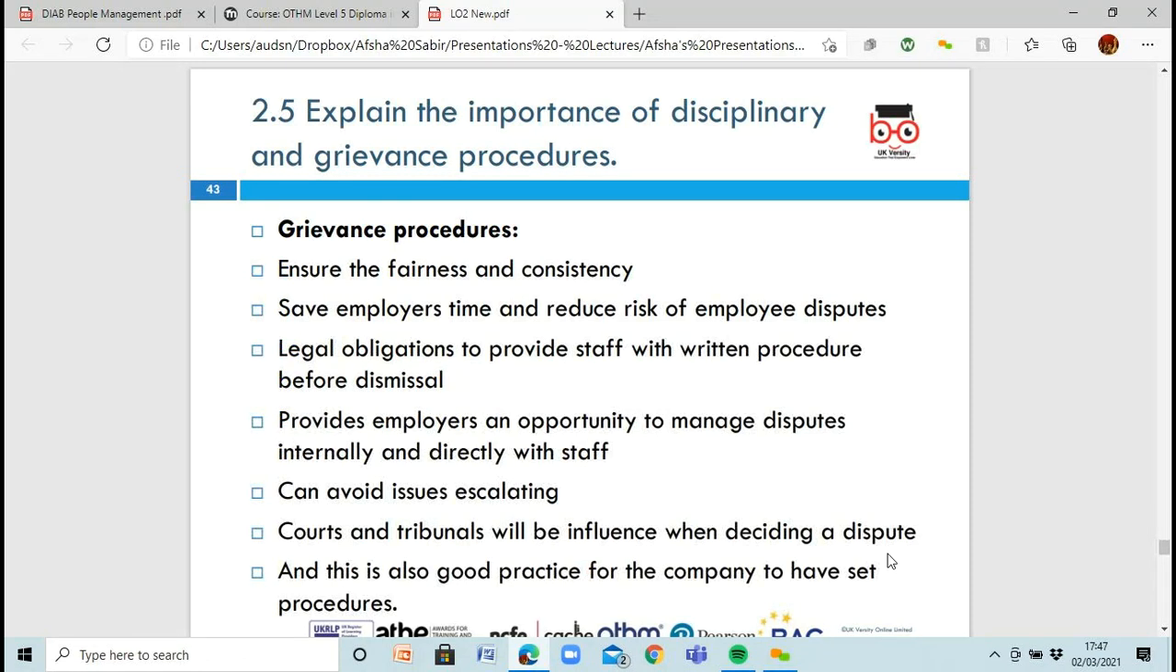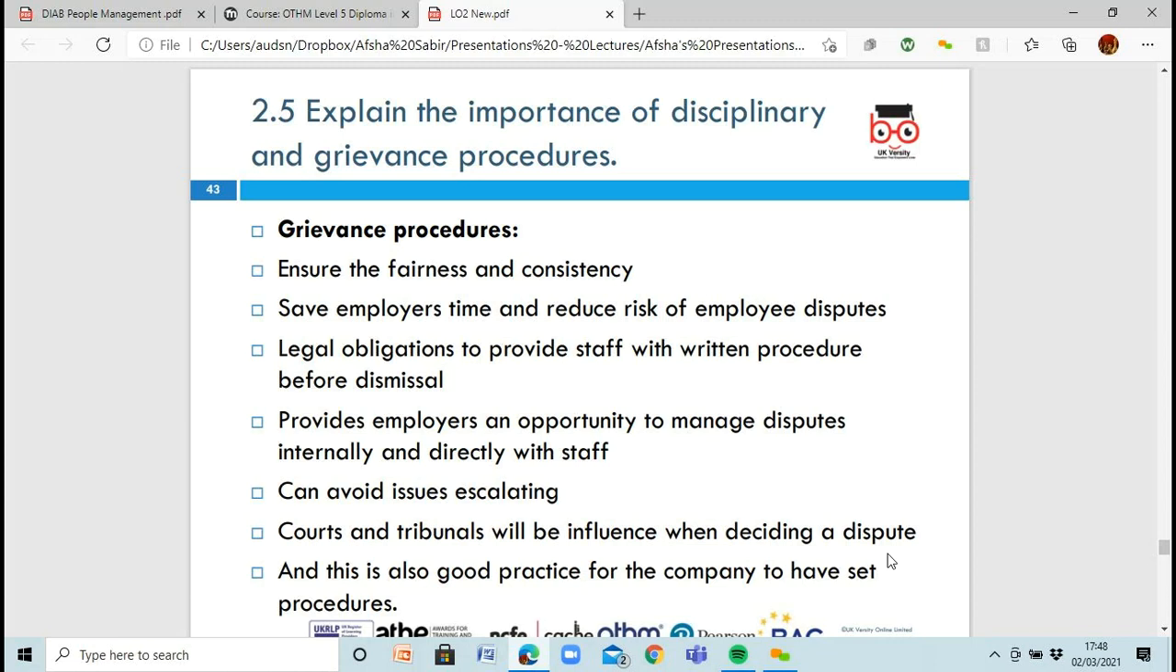A lot of companies have grievance procedures, and obviously there are slight differences between them. But in general, when you have a grievance procedure, you need to make sure it's fair and consistent. A good grievance procedure will save the employer's time, and it will reduce the risk of any employee disputes. It helps to fulfill legal obligations.